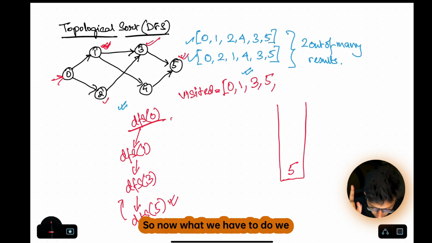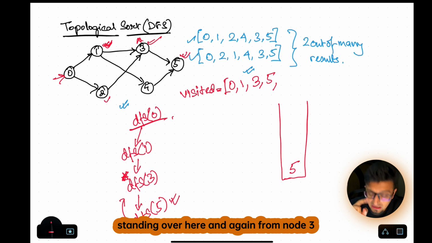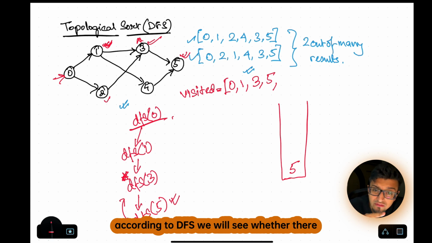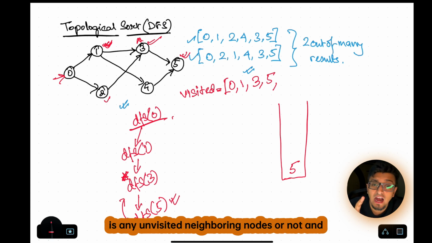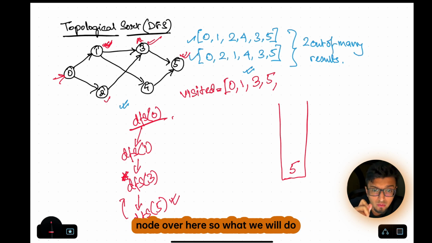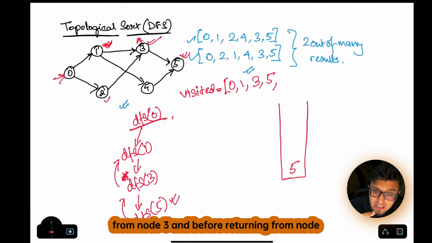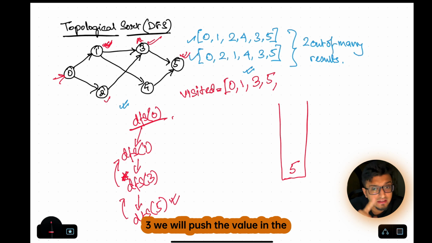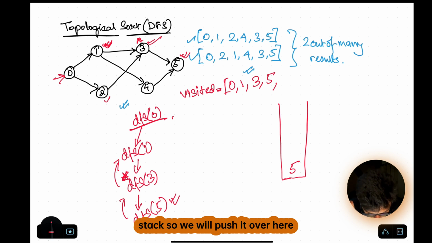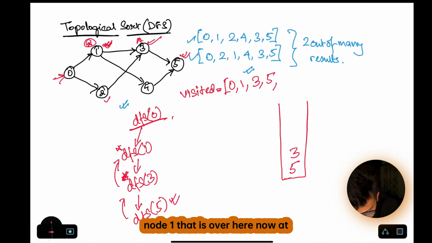So now we are at node 3. So we are standing over here. And again from node 3, according to DFS, we will see whether there are any unvisited neighboring nodes or not. And here you can see there are no unvisited nodes over here. So we will again backtrack. We will return from node 3, and before returning from node 3, we will push the value into the stack. So we will push it over here, that is node 3 comes over here. So right now we are at node 1, that is over here.